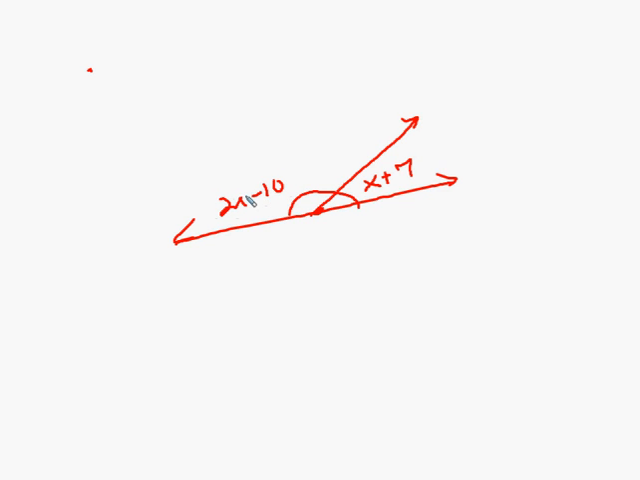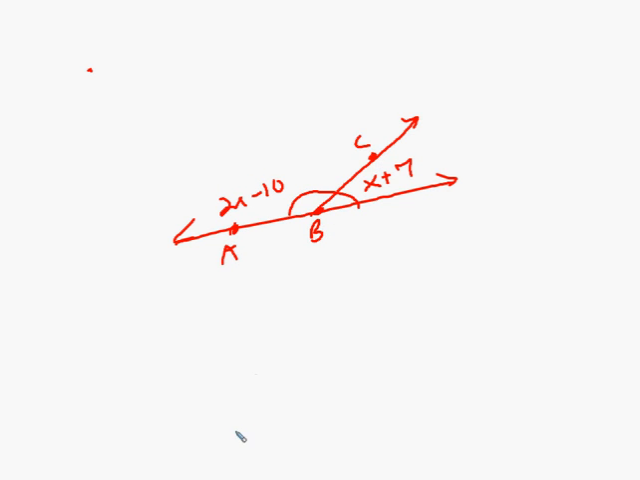Okay. Let's say I have a straight angle. It's 180 degrees. So this is 180 degrees. And let's say this is x plus 7. And let's say this is 2x minus 10. Set up some way that I can find the value of angle ABC.